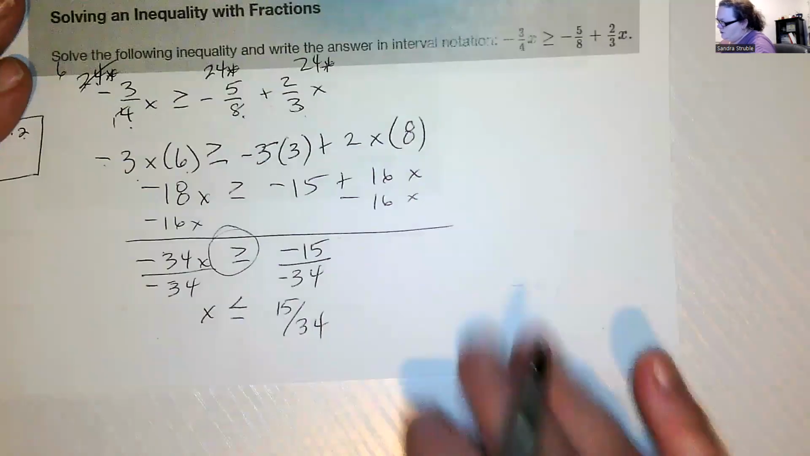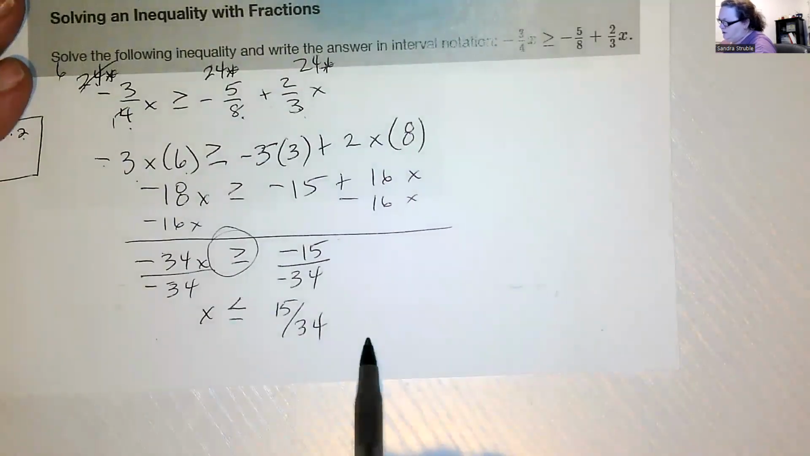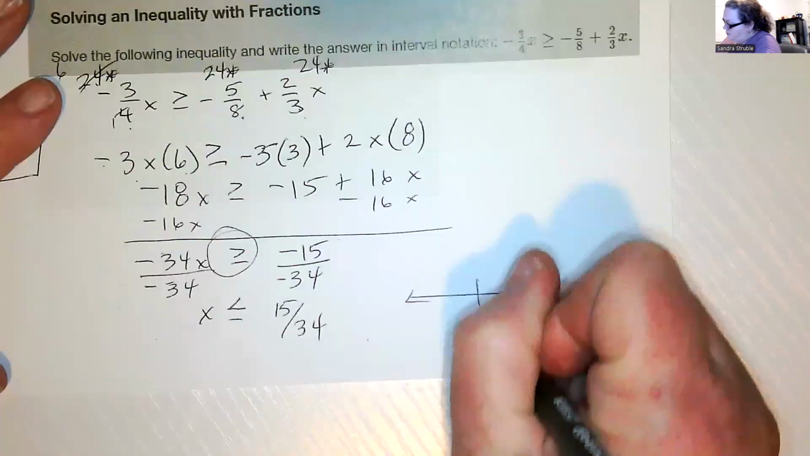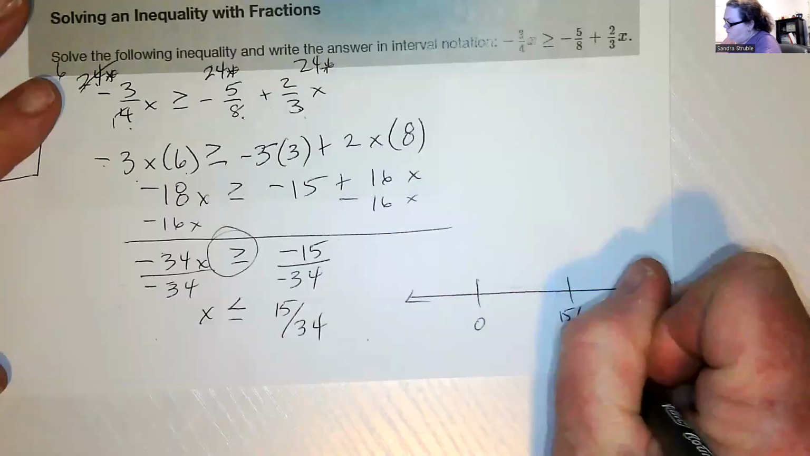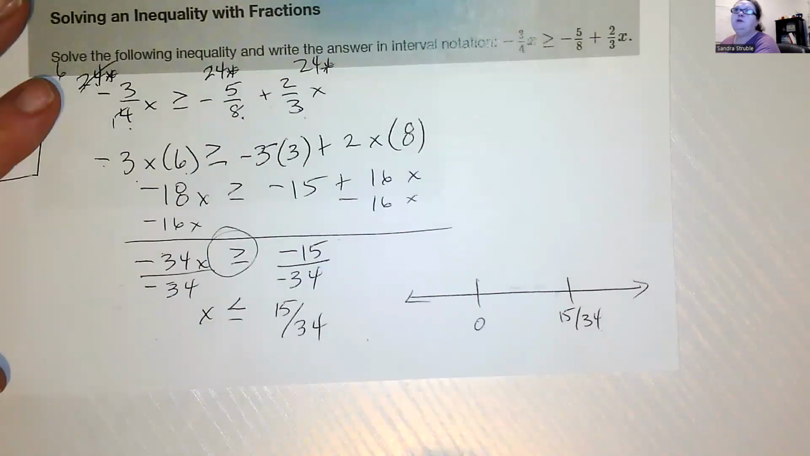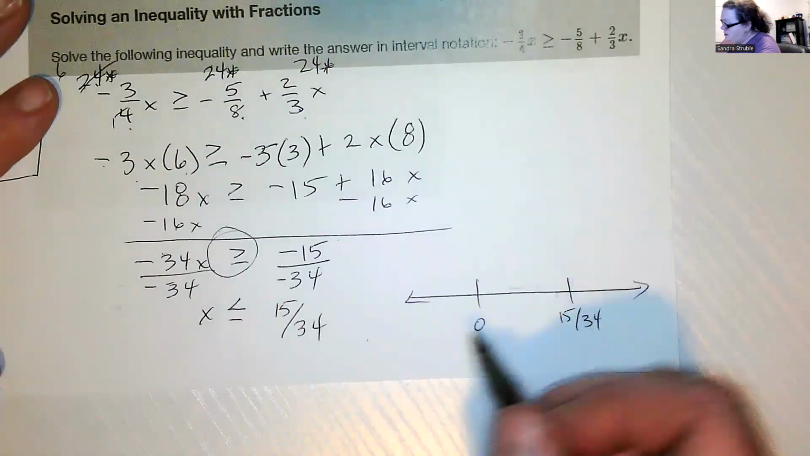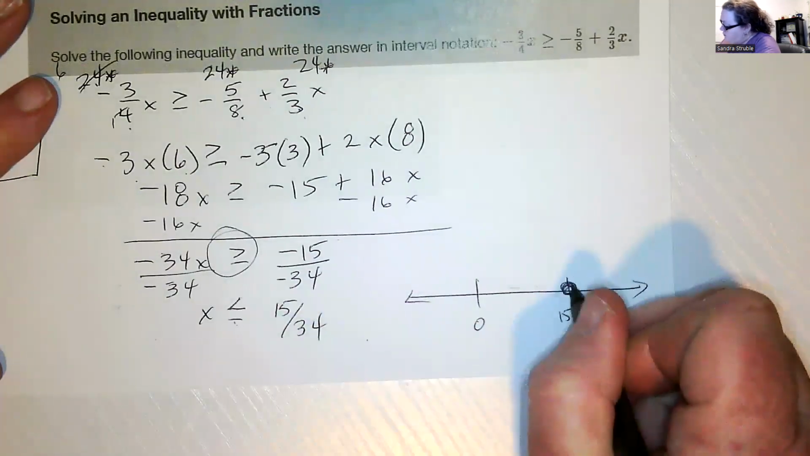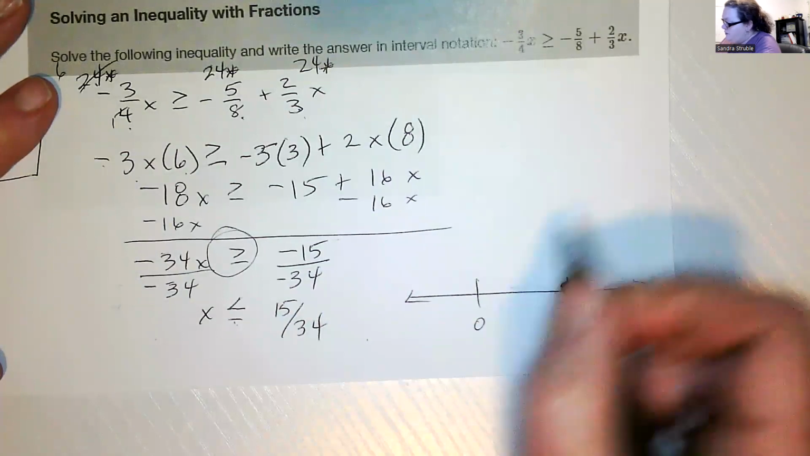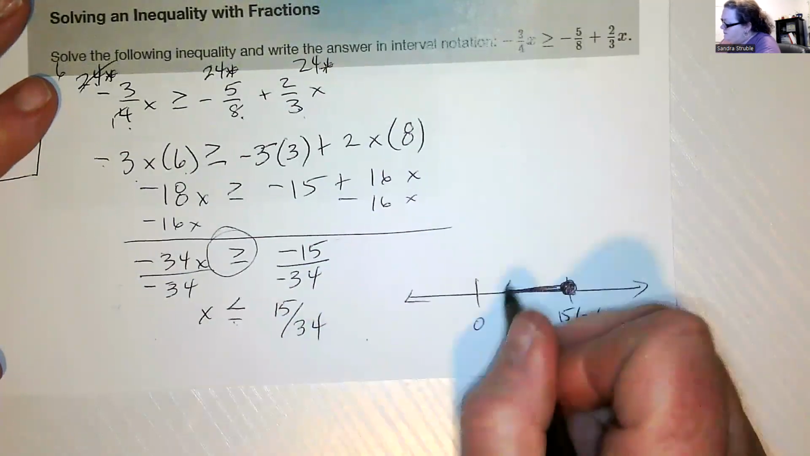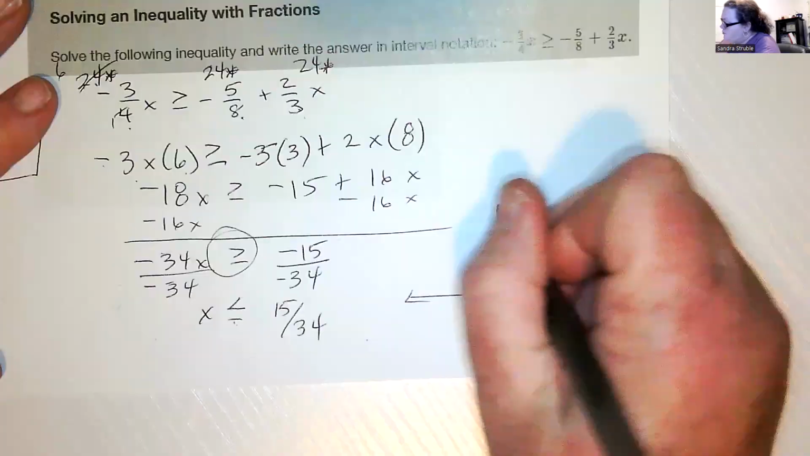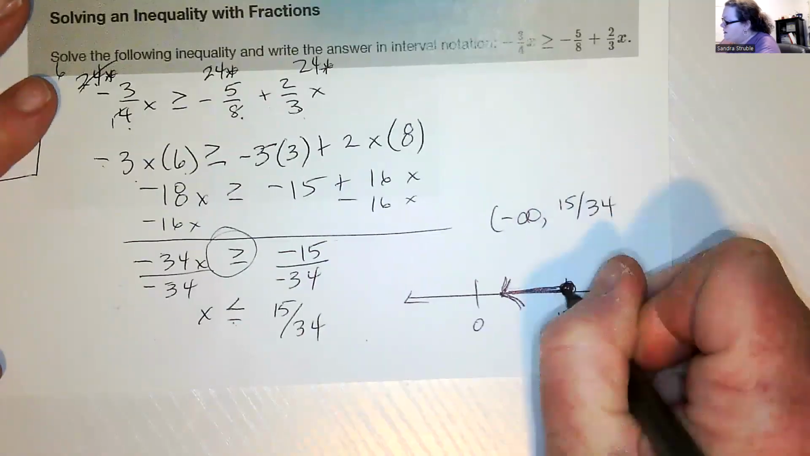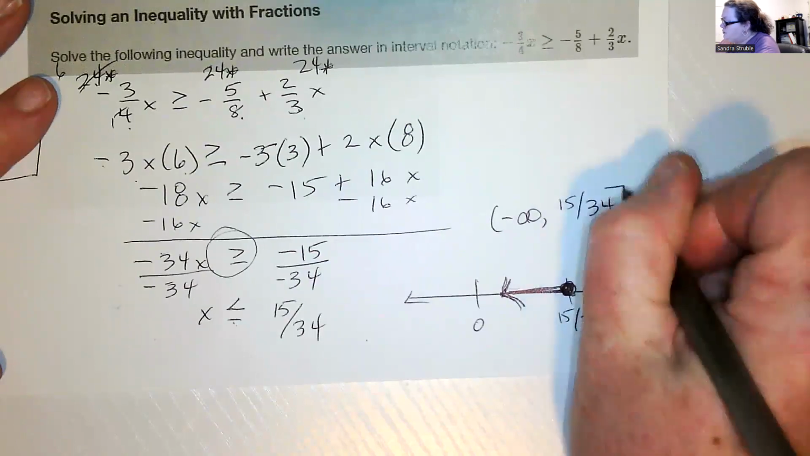I think we're good. So the next thing we're going to look at here is, what does this look like in interval notation? So here's 0, here's 15 over 34. Okay, you can put it in decimal form too. It doesn't matter to me either way. And then it's x is less than or equal to. So we need a dot if you're doing my open math. And then it's less than, so it's going off to the left. Interval notation, we're going to have open parenthesis negative infinity, comma 15 divided by 34. And because it is equal to, it is getting a bracket.